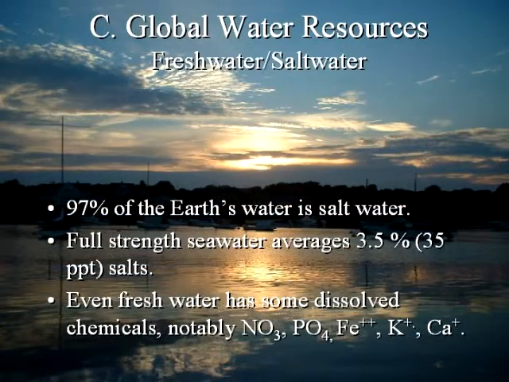Here's a slide that summarizes all that while we look at still another view of the coast of Rhode Island. Make note here of some of those other kinds of materials that are dissolved in fresh water, like nitrates and phosphates and iron, potassium, calcium.